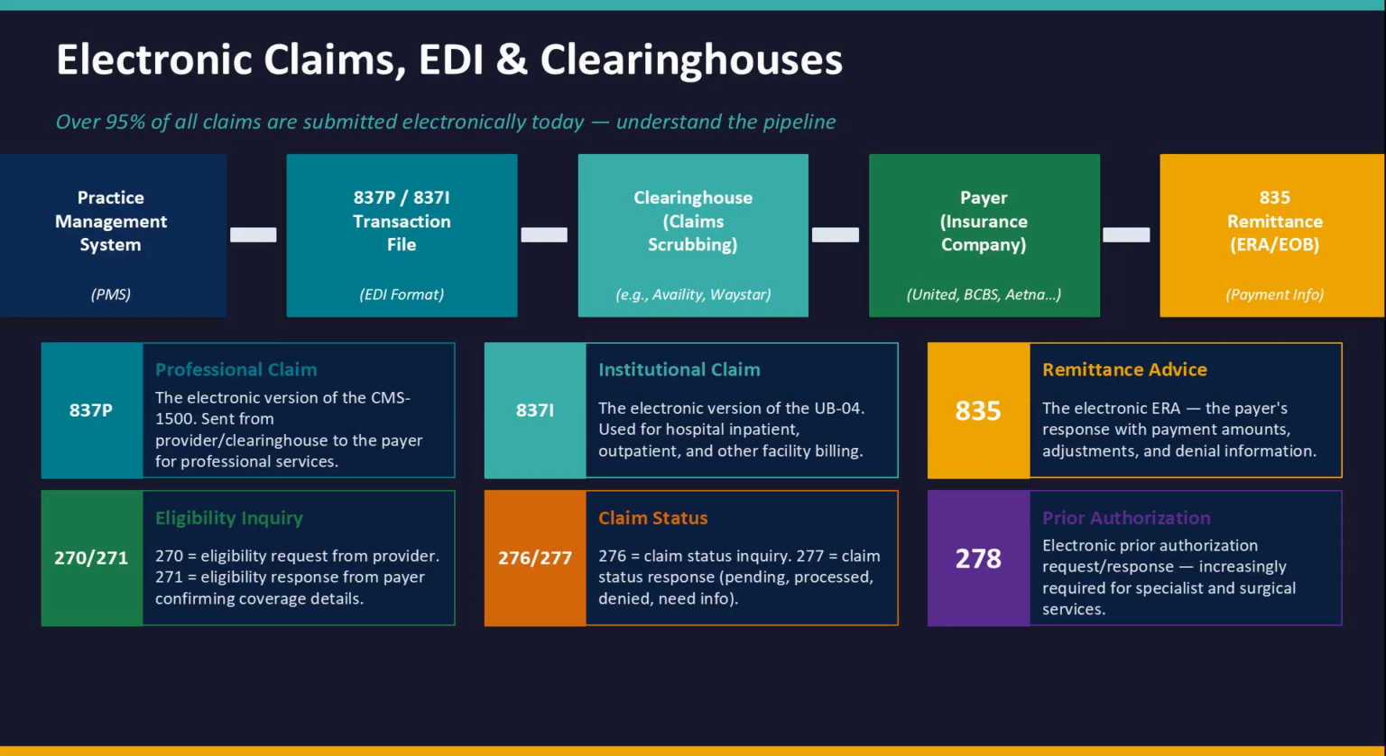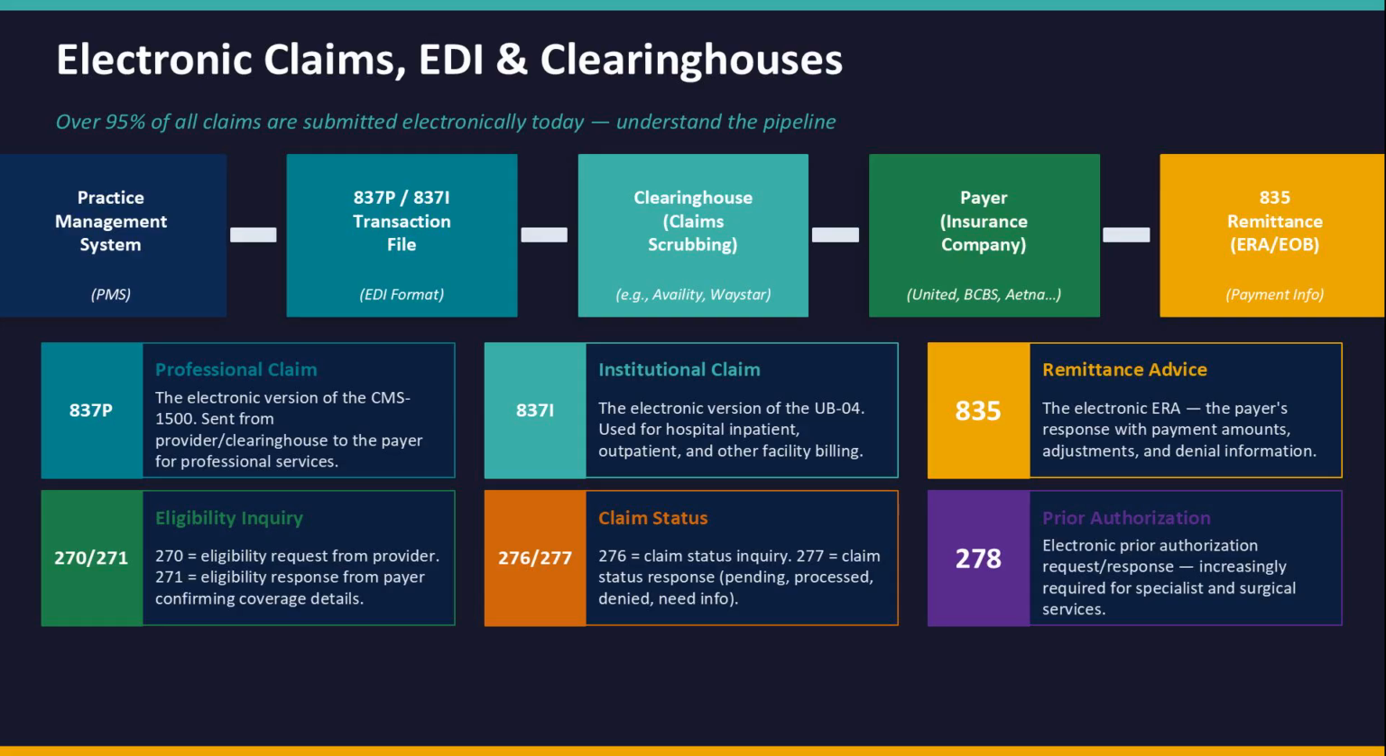Over 95% of claims in the United States are now submitted electronically. Paper claims still exist, mostly for very small practices or specific payer requirements. But the industry has overwhelmingly moved to electronic data interchange, or EDI. Let me walk you through the electronic claims pipeline from start to finish. It starts in the practice management system, the PMS. This is the software the practice uses to schedule patients, track encounters, and manage billing.